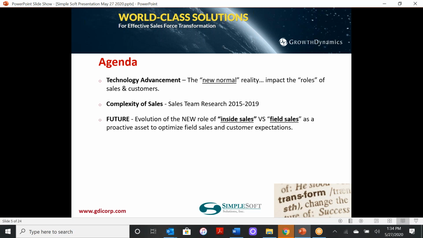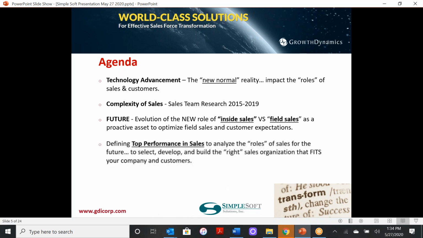We're going to talk also about the evolution of the new role of what field sales and inside sales is going to look like, or the migration of both in many ways. In some companies, we're going to have a field sales organization that's more internal than they've ever been before, and then trying to migrate the two so that you actually have a team that fits your needs, your customers, will be crucial in the future.